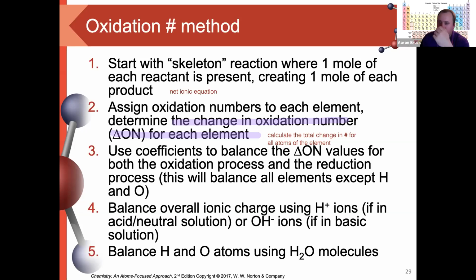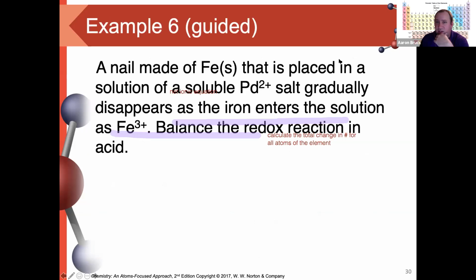But the best way to go about this is to do a number of examples, and that's where we're going to be today for the most part. So in example 6 here, I've got a nail. It's made out of solid iron. I put it into a solution of a soluble palladium-2 salt, and the nail starts to disappear as the iron enters the solution as iron 3+. What is the redox reaction here?